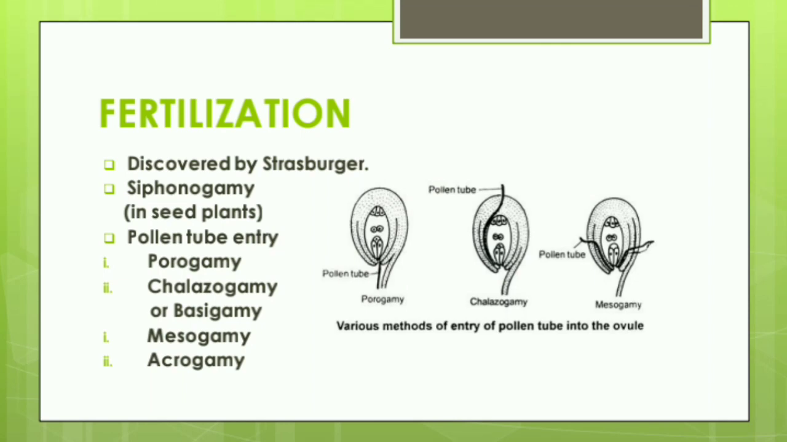Now, in case of fertilization, fusion of compatible male and female gamete occurs. It is also known as syngamy. It was discovered by Strasburger and he observed the fusion of male and female gametes first in Monotropa. In seed plants, fertilization is known as siphonogamy. Why? Because male gametes are carried by pollen tube like siphoning.